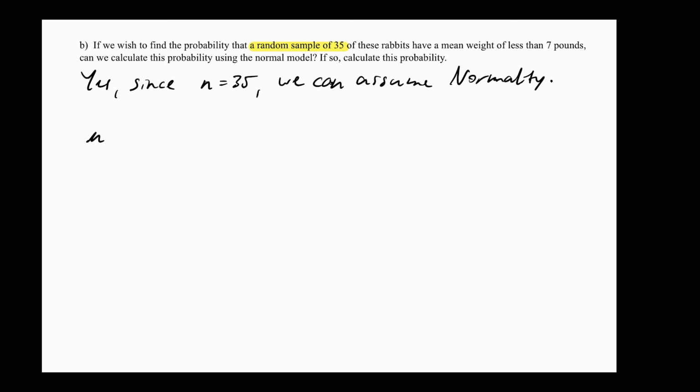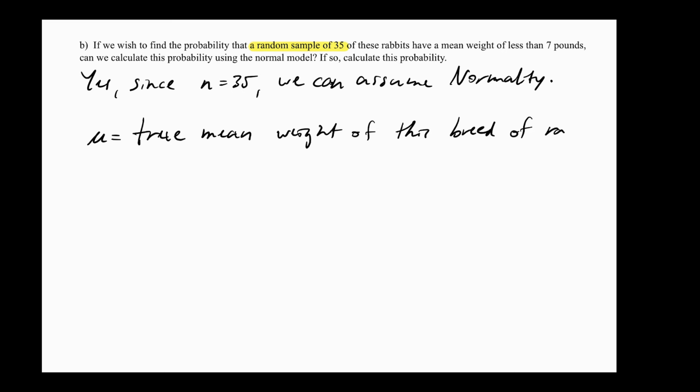Okay, so the second thing is we have to actually calculate it. Since it comes from a sample, we have to do our steps there. So mu, it's always going to start with the true mean if it's a means question. If it's a proportions question, it's going to start with the true proportion. So what does this number represent? The true mean weight of this breed of rabbit. They didn't say the name, so we'll just say this breed of rabbit.